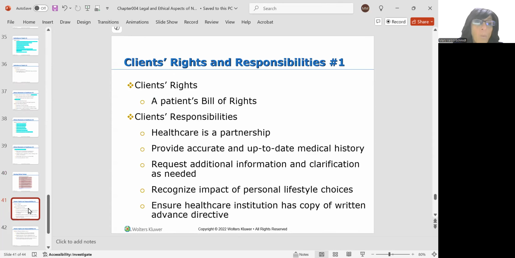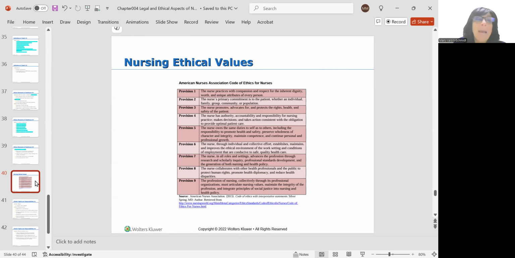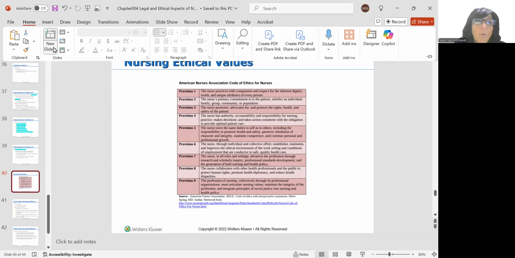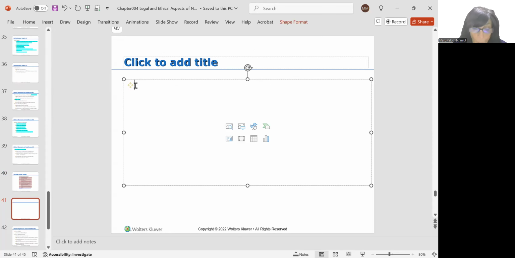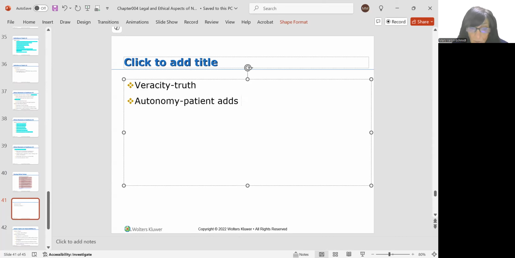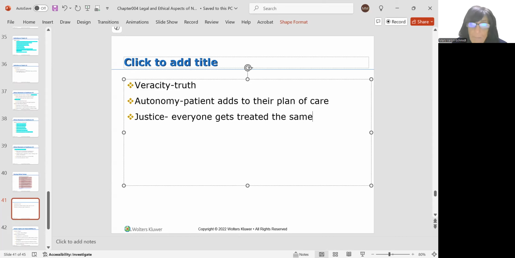Okay. When it comes to nursing ethical values, I am going to add a slide that's going to go through, which I'm going to do right now. The nursing ethical properties, which are veracity, which means truth, okay? Autonomy, which means the patient is an active participant. The patient adds to their plan of care. And then there's justice, and justice for all, which means everyone gets treated equally. Everyone's treated the same, okay?